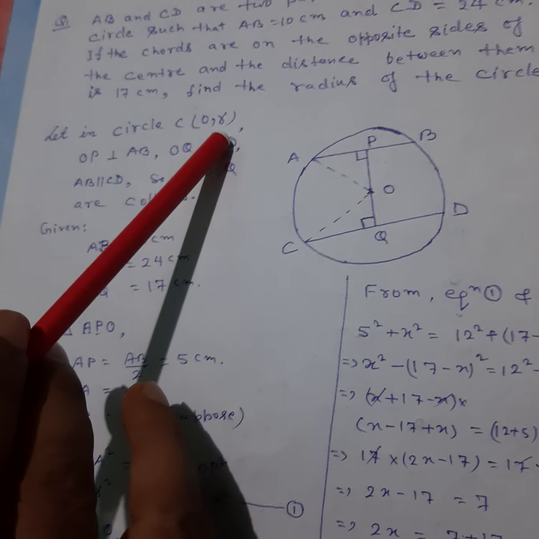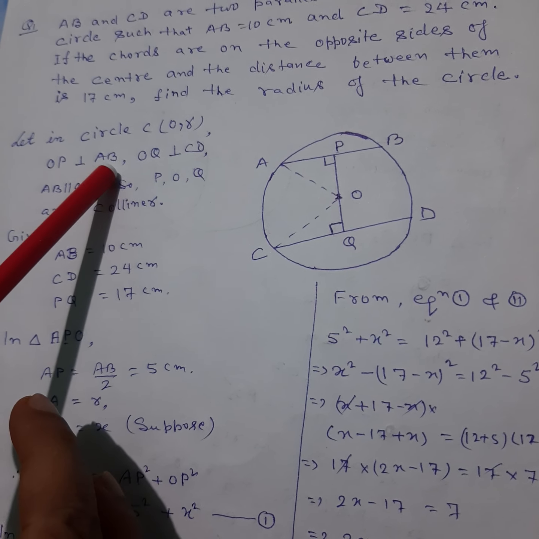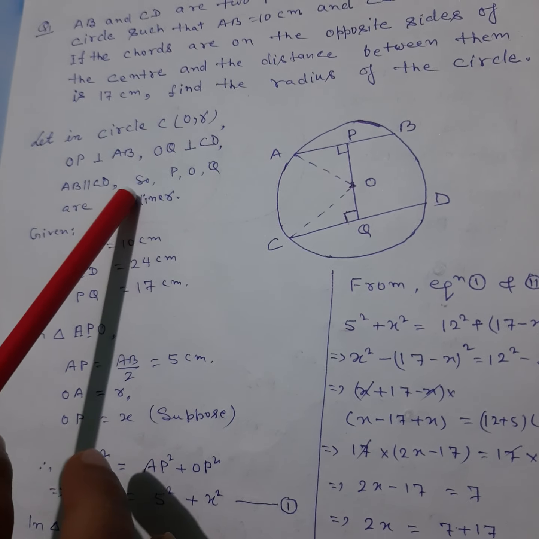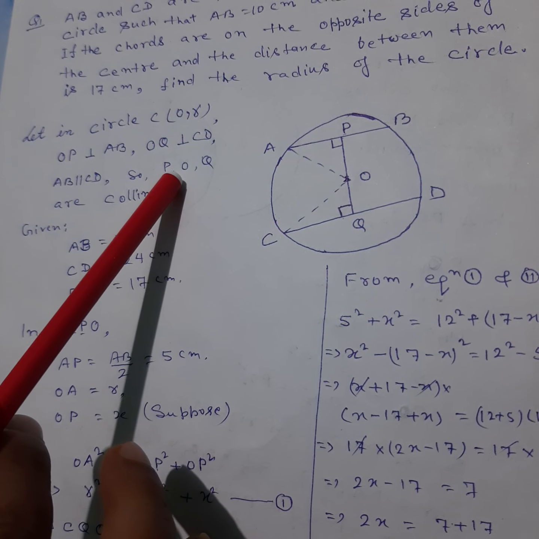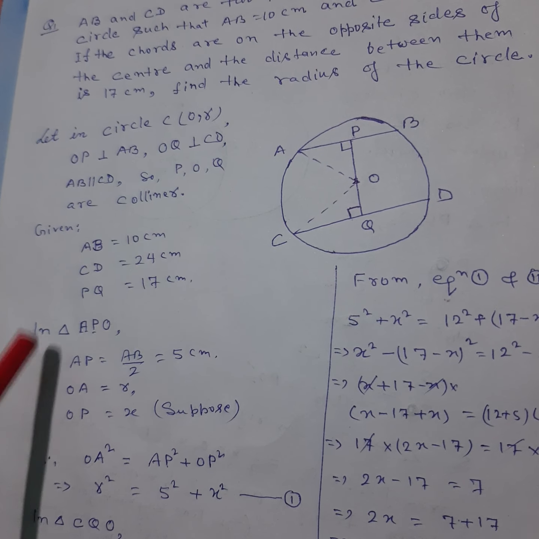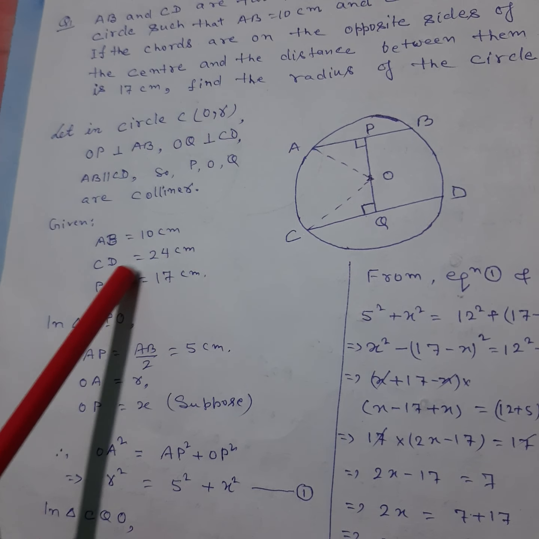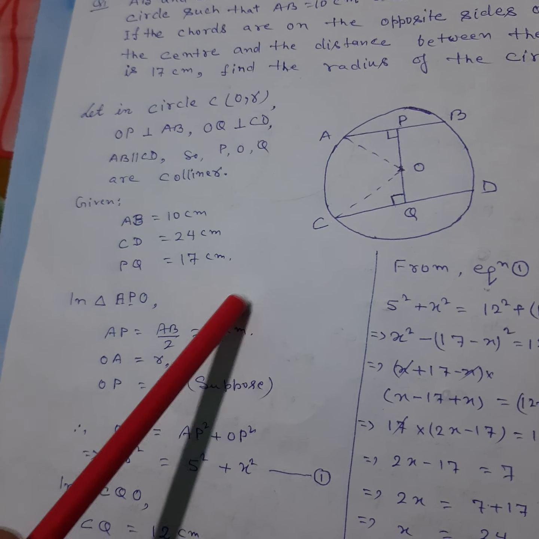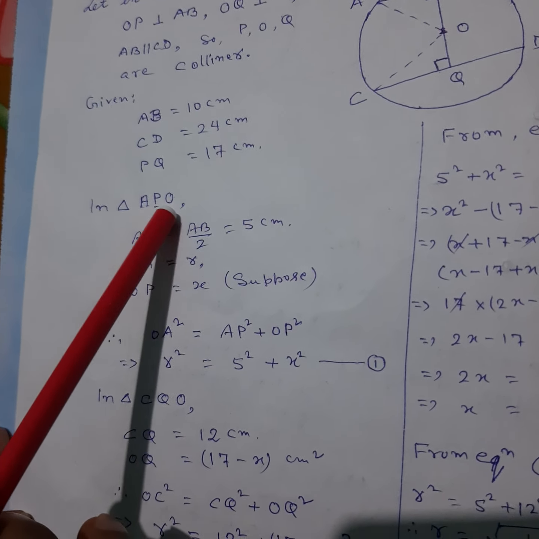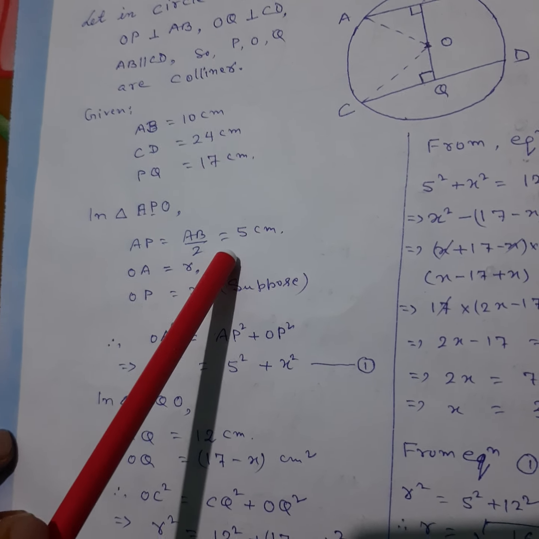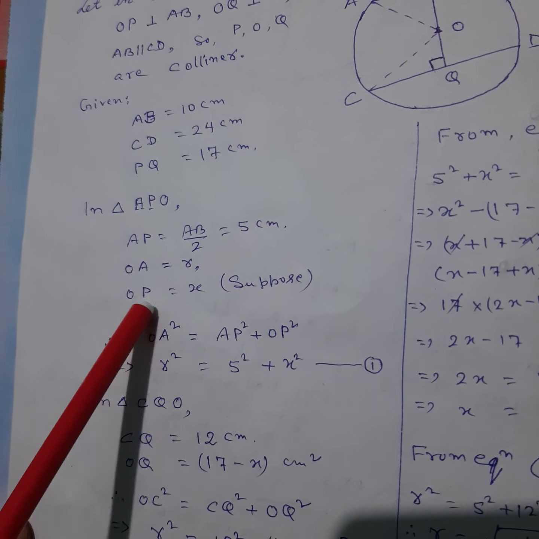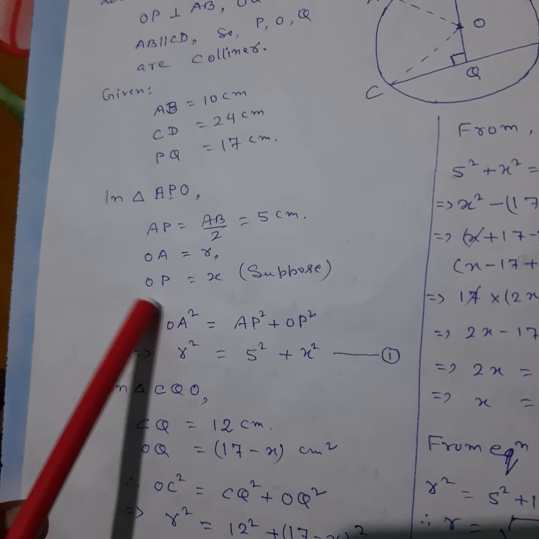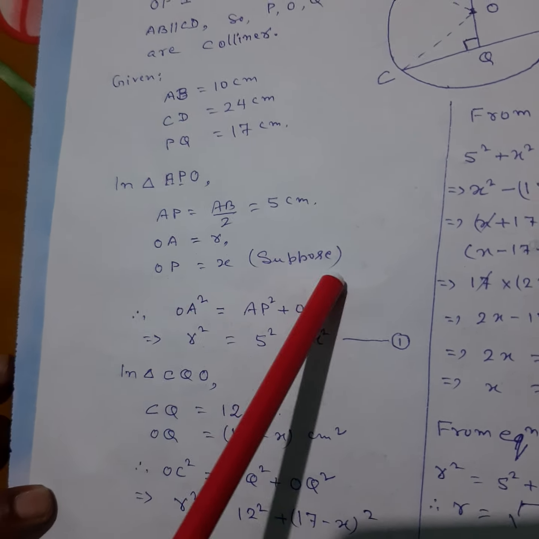Let the circle have center O, with OP perpendicular to AB and OQ perpendicular to CD. AB is parallel to CD, so P, O, Q are collinear. Given AB 10 cm, CD 24 cm, PQ 17 cm. Now in triangle APO, AP equals AB by 2, that is 5 cm. OA equals R, the radius, and OP equals x, suppose.